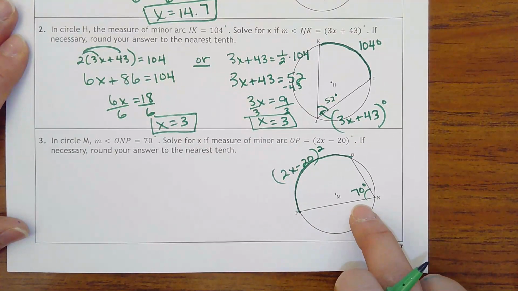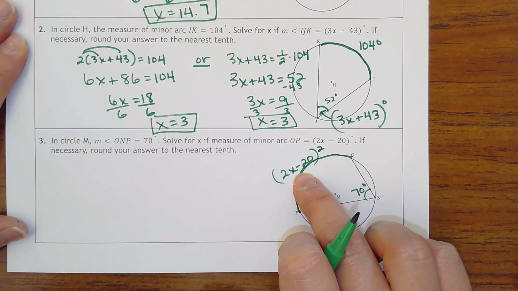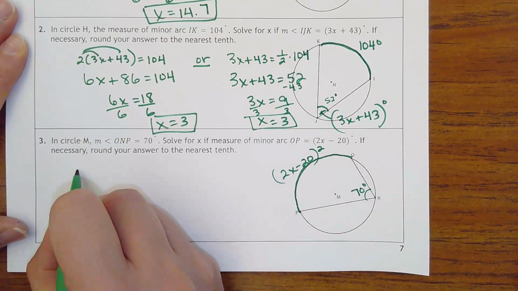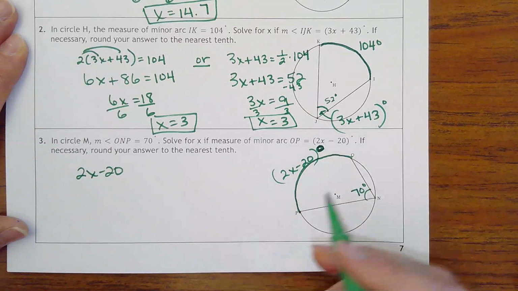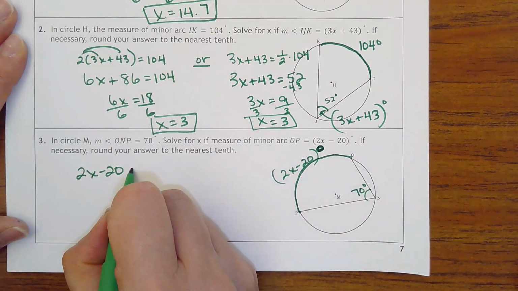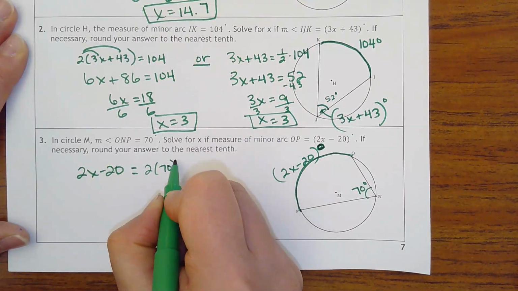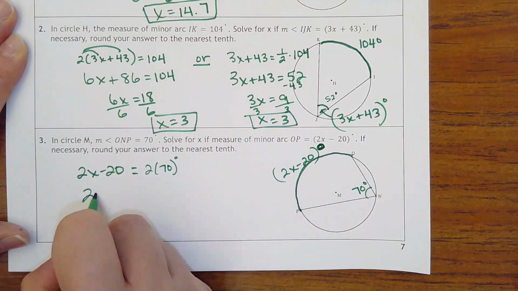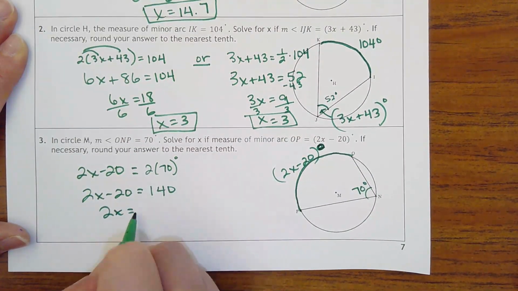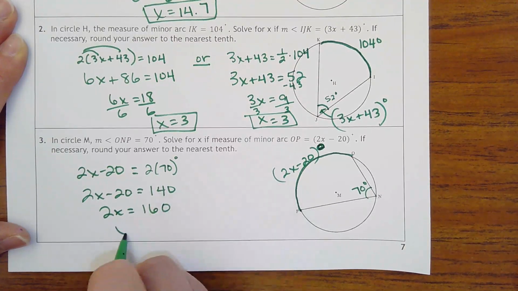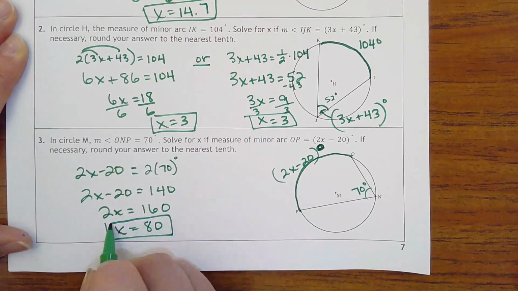So if this is 70, I know that it's going to be doubling that to what this should equal. So to me, it would be easy to say, well, my 2x minus 20 degrees needs to equal 2 of these 70s, or 140 degrees. Add the 20, that would be 160, divided by 2 would be 80. So it would be x is 80.